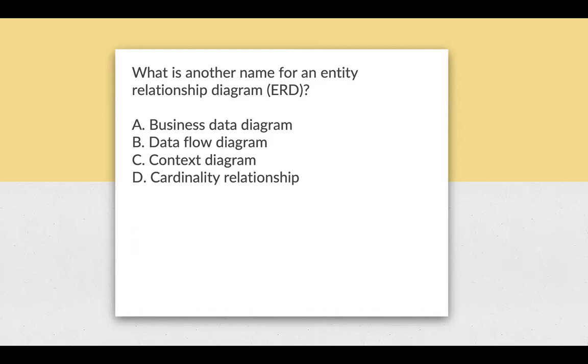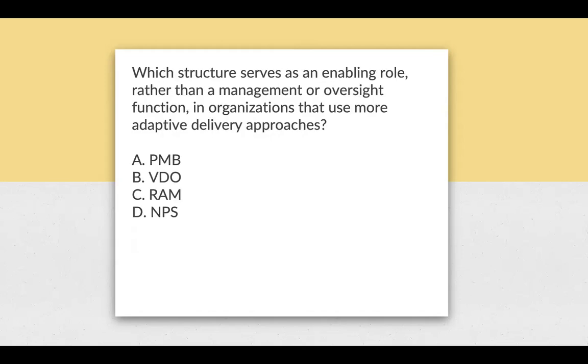Okay, next question. Which structure serves an enabling role rather than a management or oversight function in organizations that use more adaptive delivery approaches? A. PMB, B. VDO, C. RAM, D. NPS.